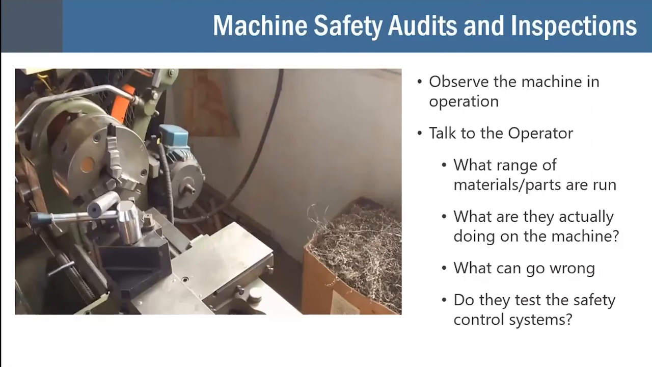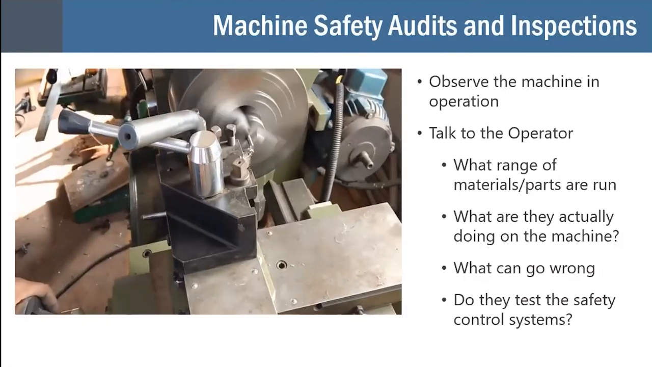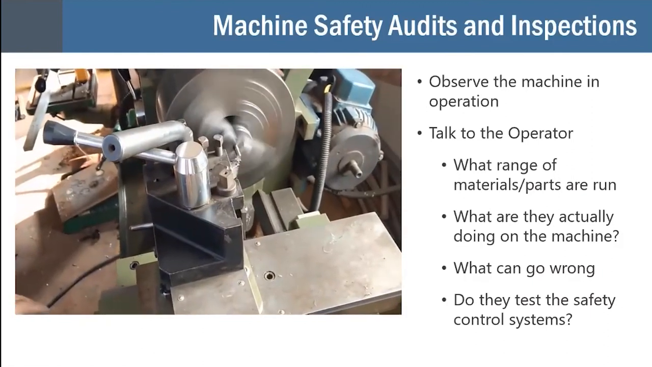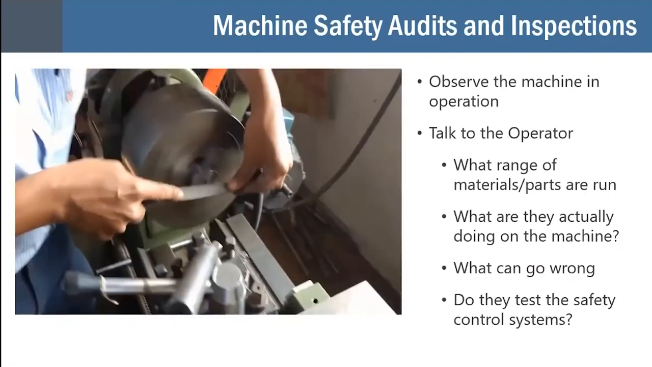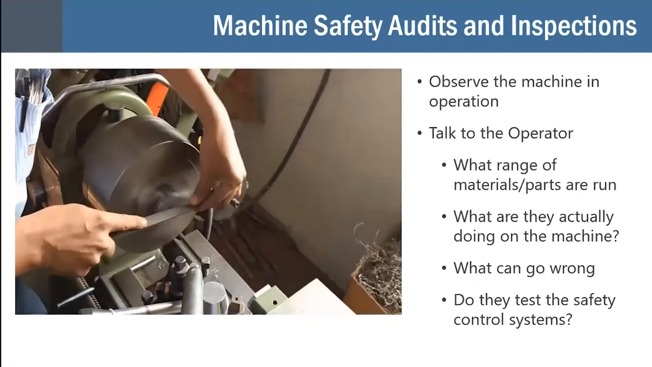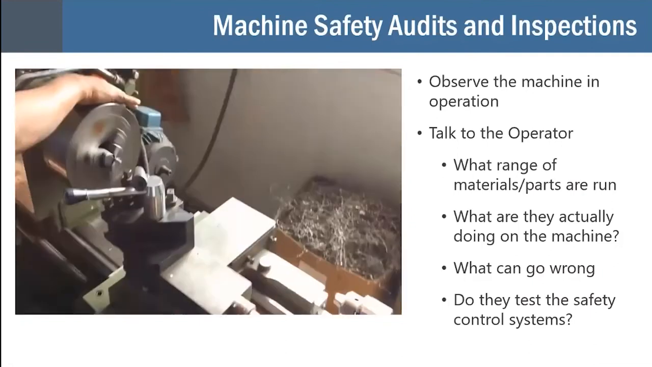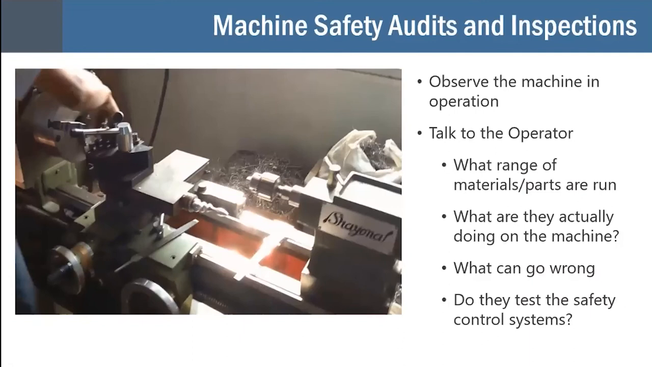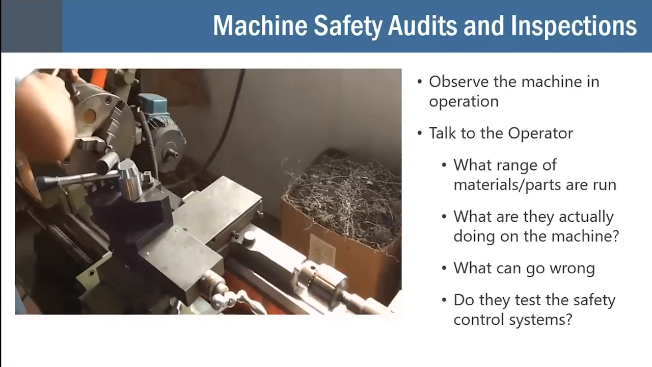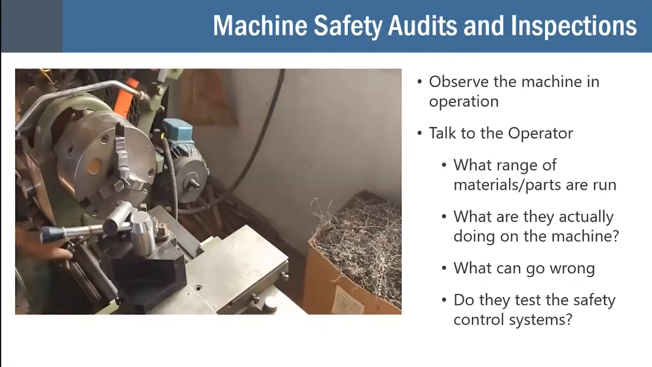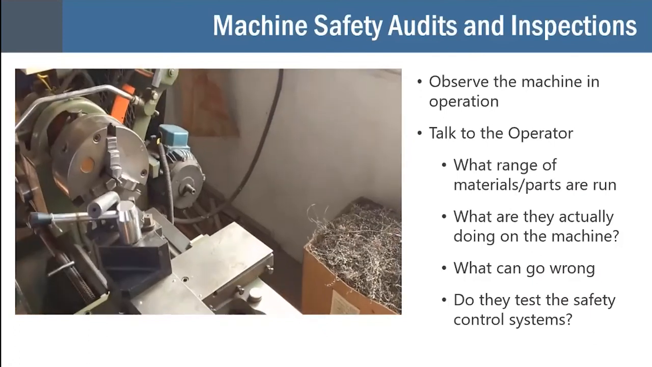These machines are quite complex and quite dangerous. What materials are they run? What dimensions of parts do they do? What tasks are they actually doing on the machine? And talk about failure modes. What can go wrong? What's the failure mode of that process? Do things break? Can they get ejected? Do they test? So for an effective audit or inspection, it's very important to talk to the operator.